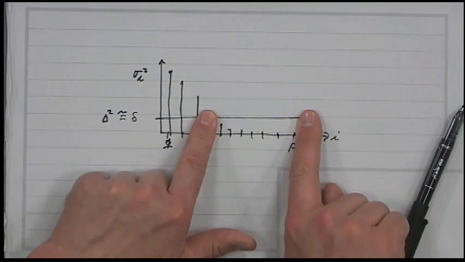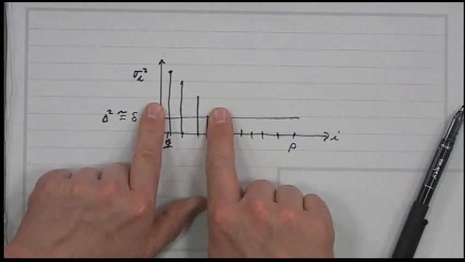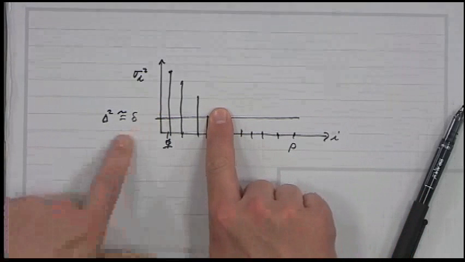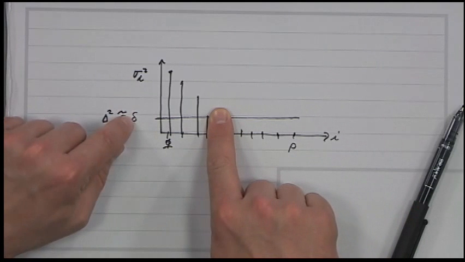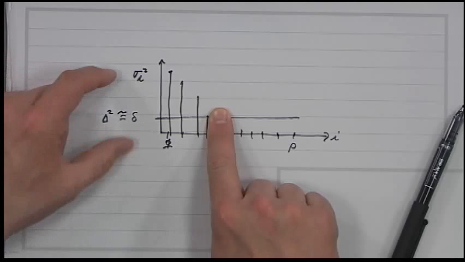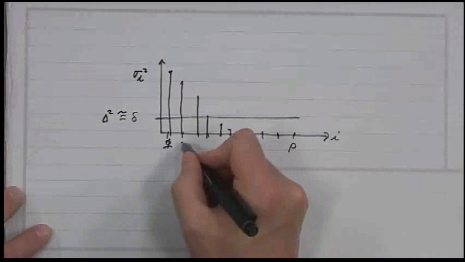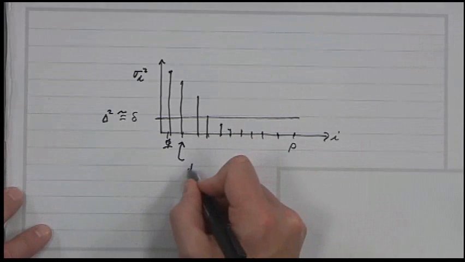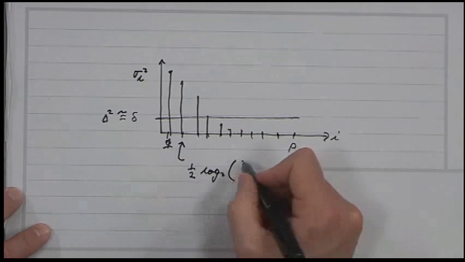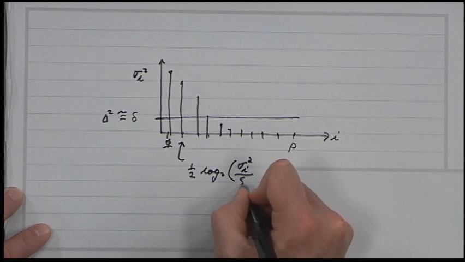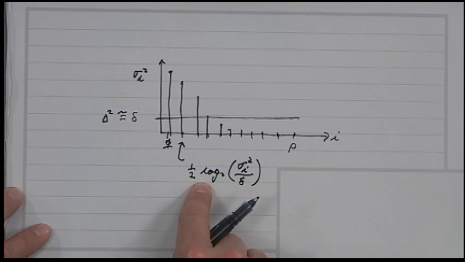There's no reason to send them because they already fell below my distortion criteria. For the ones above that value, I have to code them. So I take the ratio of sigma squared sub I and delta, take the log base 2 and take 1/2 of that, because this is energy, and that's the number of bits. So for each of these variables, it's 1/2 log base 2 of sigma I squared over delta. So this is the number of bits.